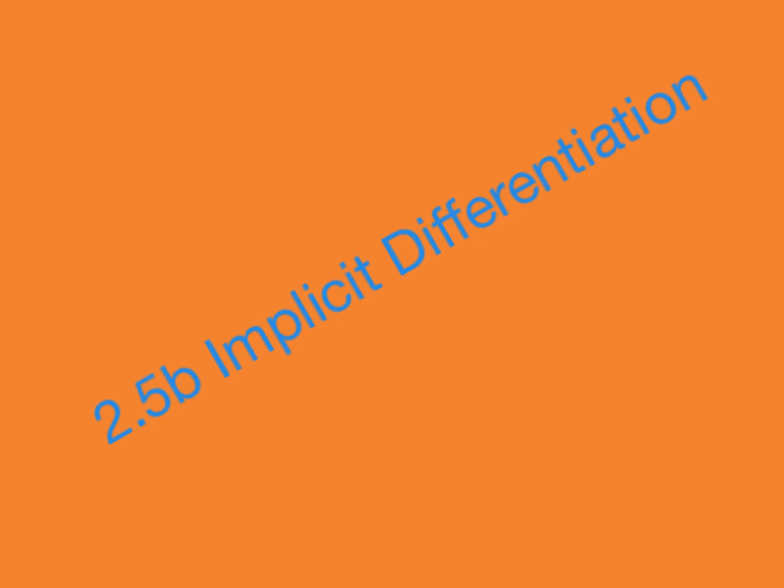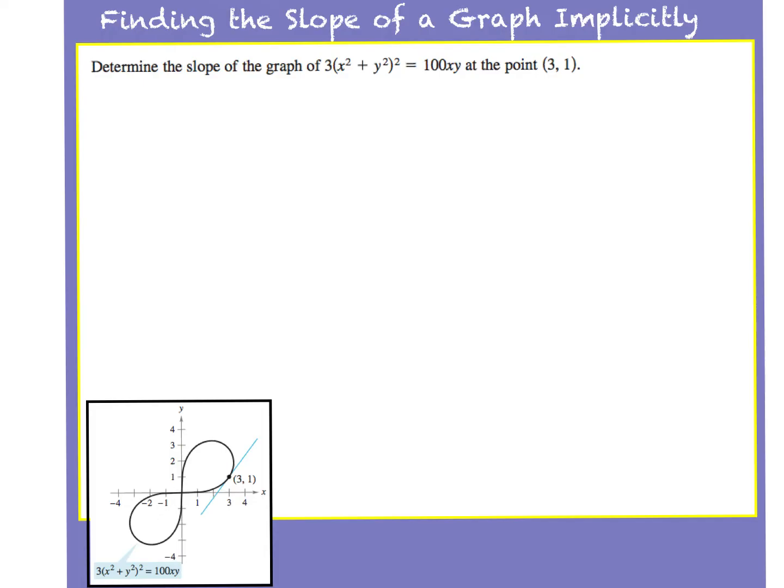2.5b, implicit differentiation. So the first one we're going to work with is 3 times the quantity x squared plus y squared, quantity squared, is equal to 100xy. And we're going to find the slope of that at 3, 1. Now, if you look at the graph, it's kind of a cool graph. It looks like an infinity sign rotated 45 degrees. It's kind of nifty. All right, and we're going to find the slope at whatever point I feel like. And this one's going to be 3, 1.